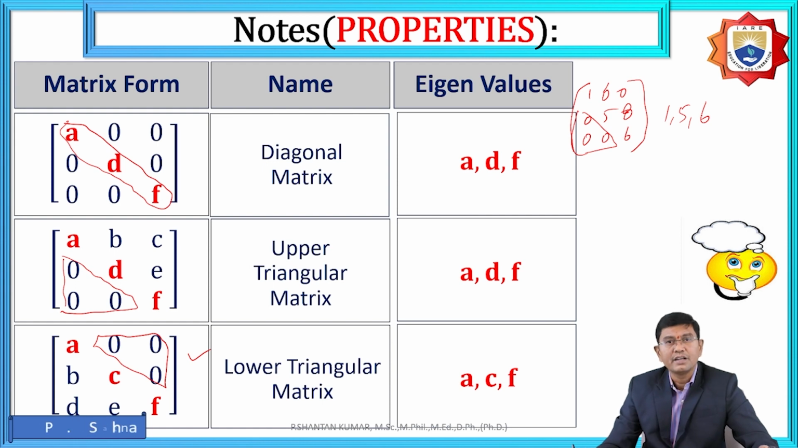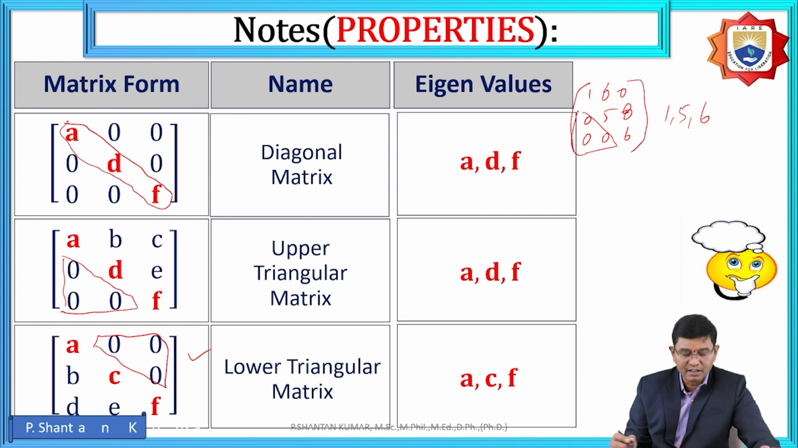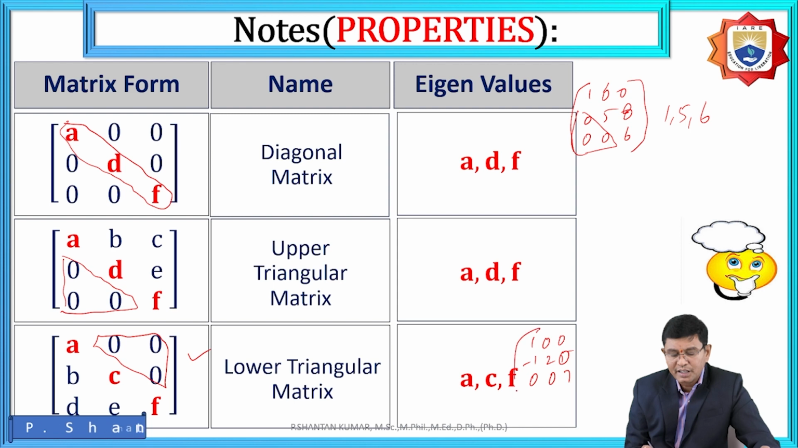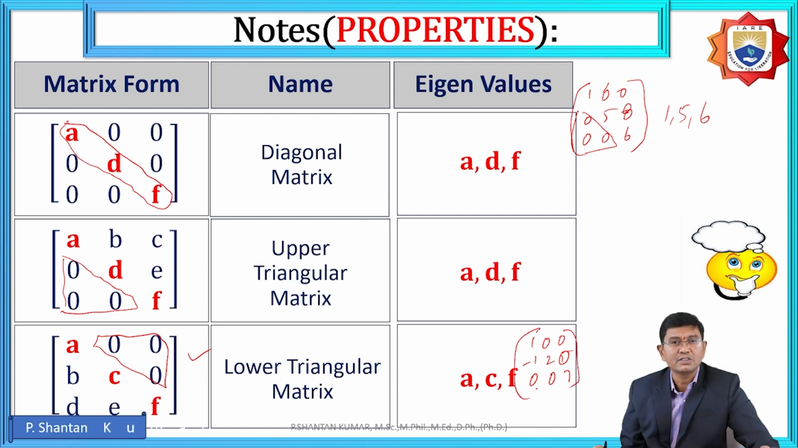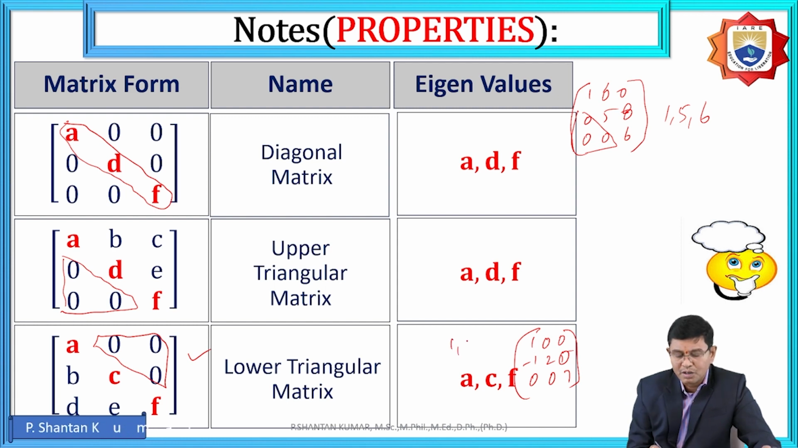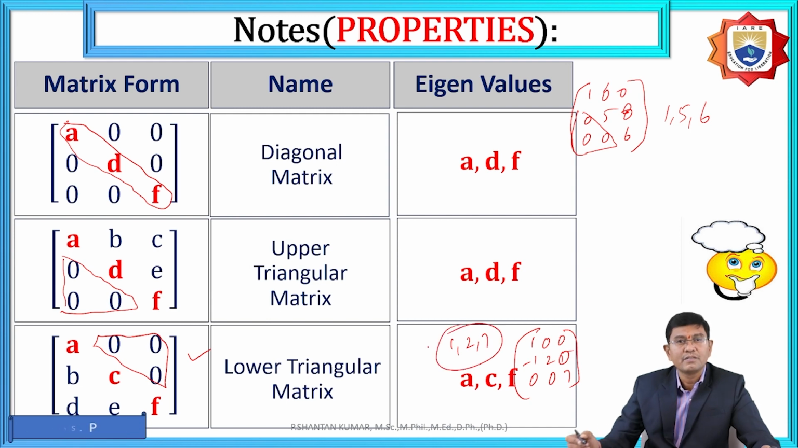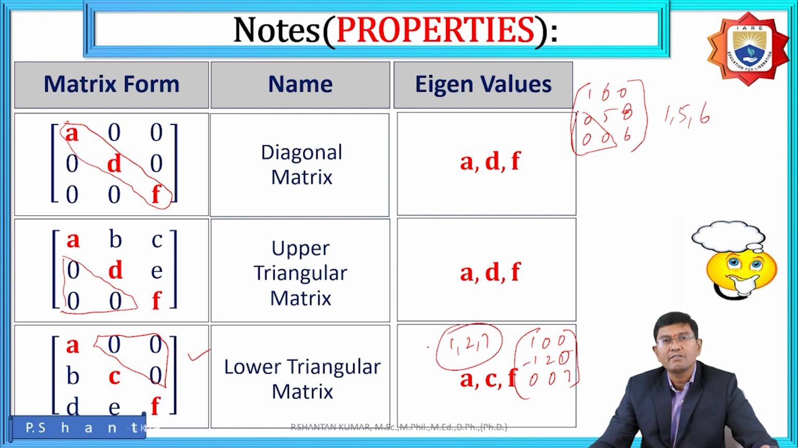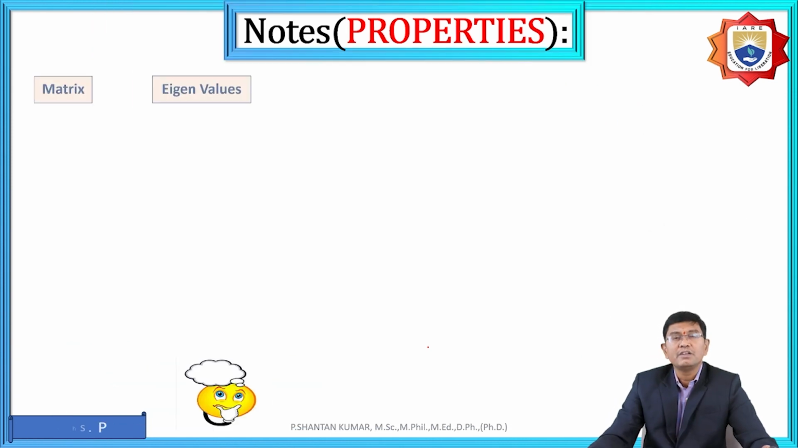Similarly, consider a lower triangular matrix, for example 1 0 0, minus 1 2 0, 0 0 7. It is clearly a lower triangular matrix, and based upon the property the diagonal elements 1, 2, 7 are the eigenvalues of the matrix. Next we discuss the properties.